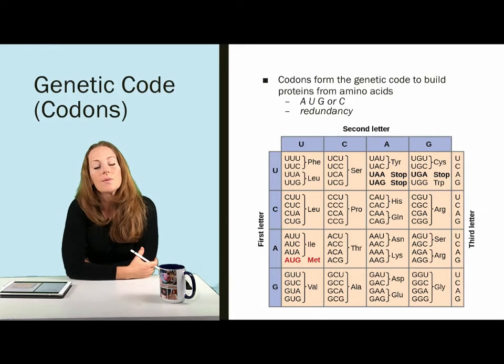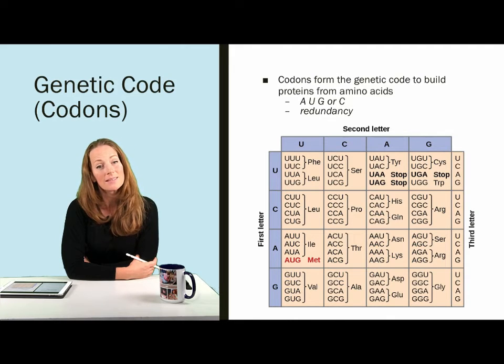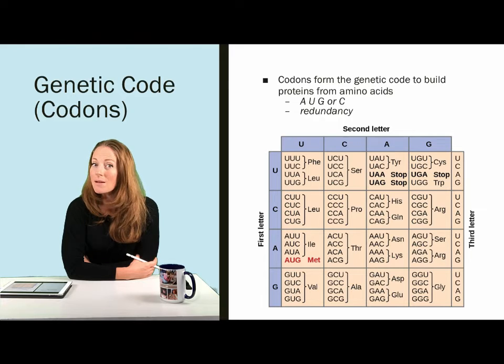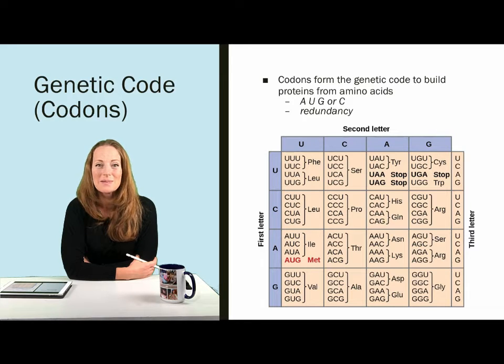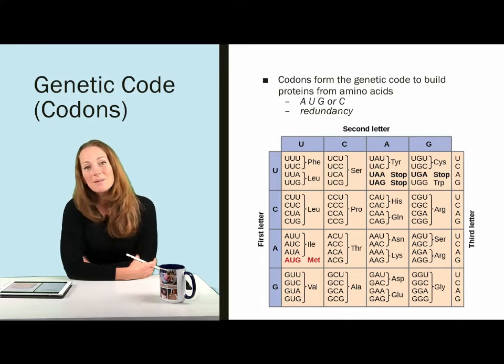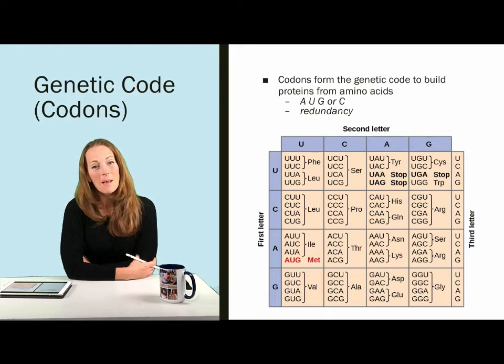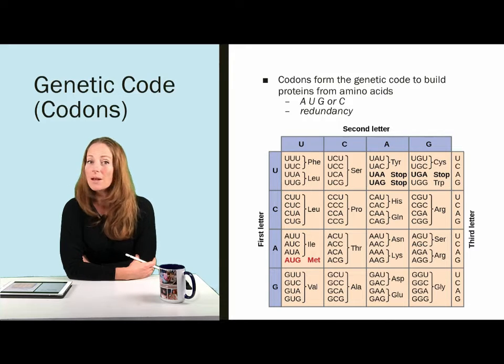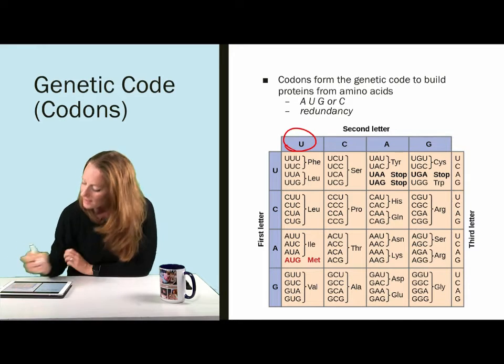So codons form the genetic code used to build a protein by linking together amino acids. The amino acids and the codes are shown here. I don't expect my students to memorize which codes go to what. Of course, if you end up doing some genetic research and sequencing, you will eventually know these, but for clinical purposes, you don't need to memorize these codons. But I want you to notice a couple of things. First of all, notice that they're U's.